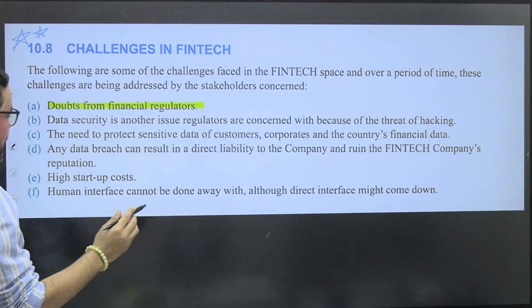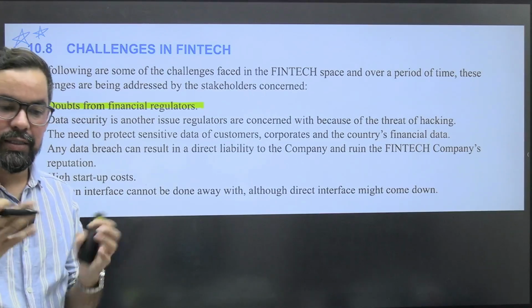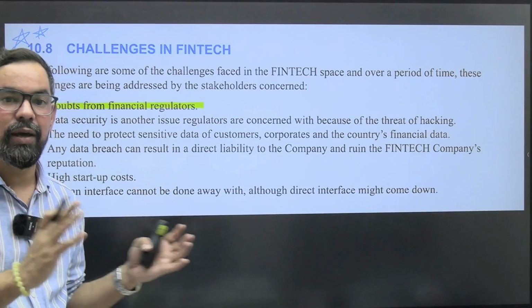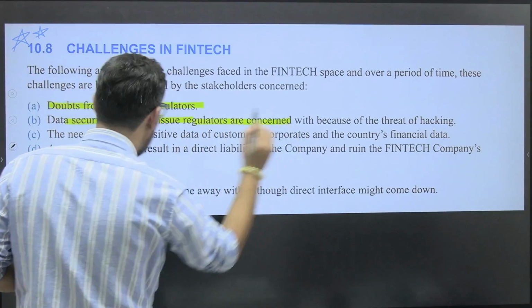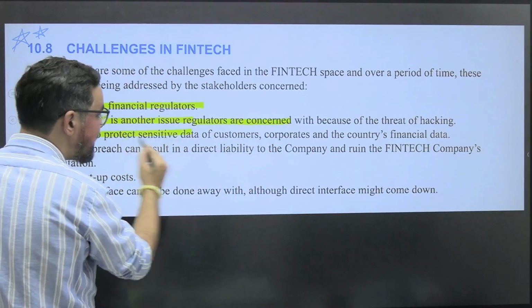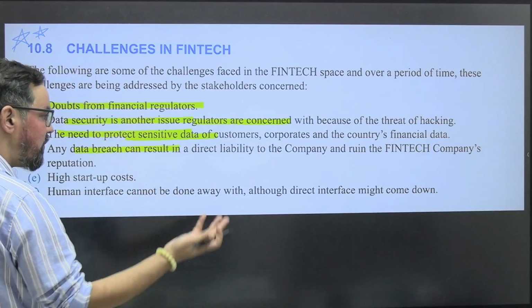Doubt from the financial regulators, okay. So though we are evolving day to day, we still have some concern about whether this will work or not, okay. Data security is another issue, okay. The need to protect sensitive data. Any data breach can result in direct liability of the company.